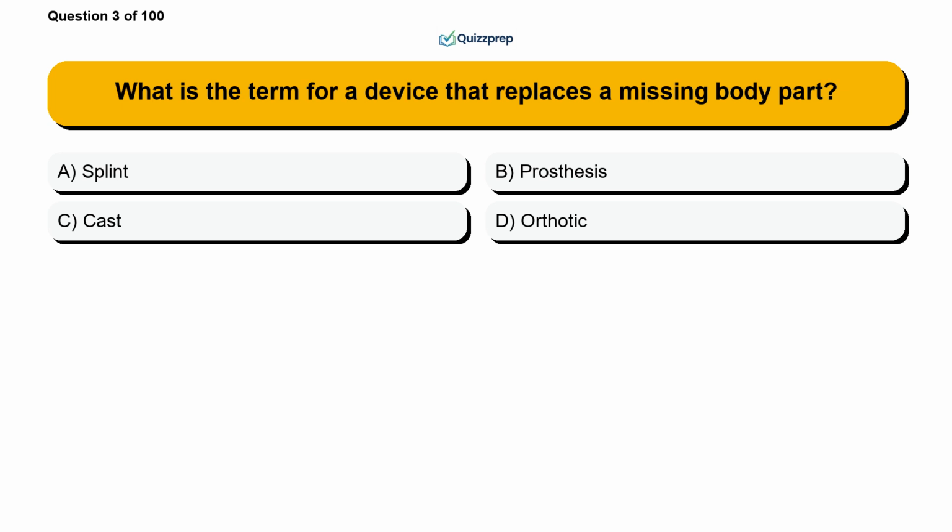Question 3. What is the term for a device that replaces a missing body part? Option A. Splint. Option B. Prosthesis. Option C. Cast. Option D. Orthotic. The correct answer is option B.